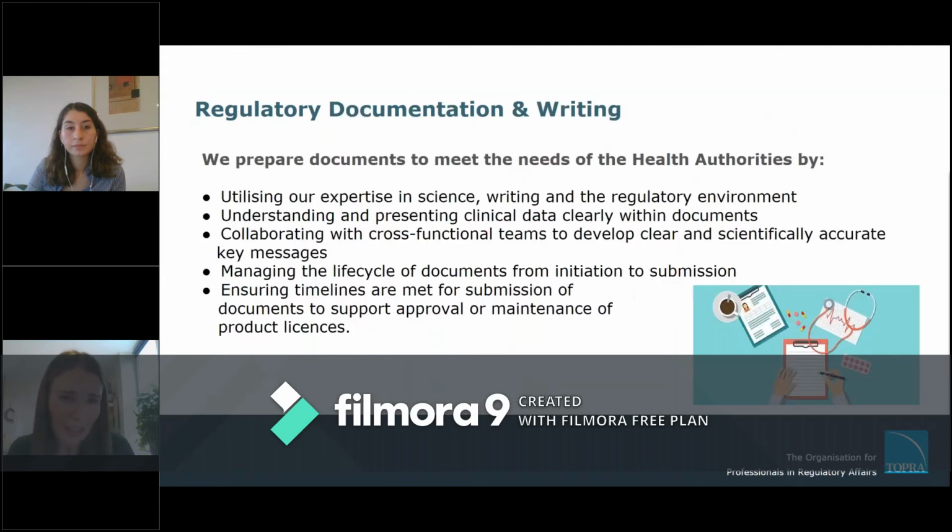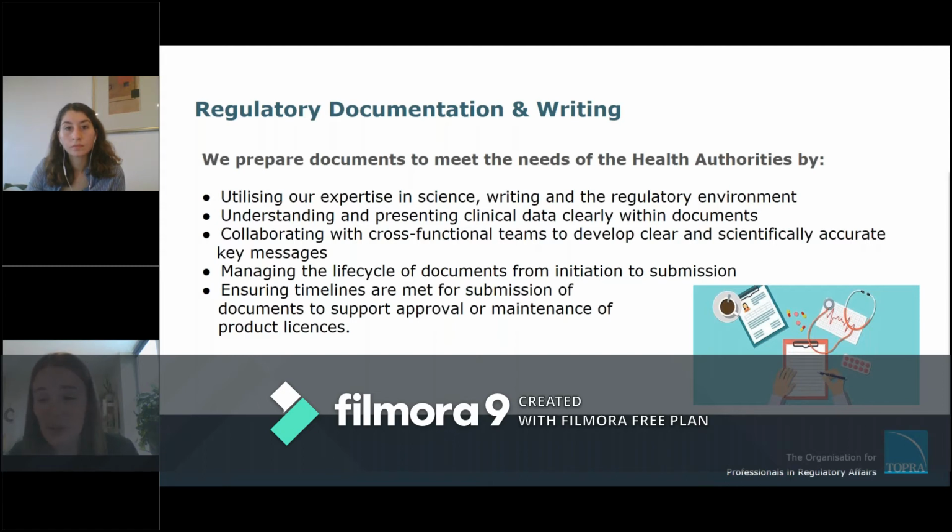Having a slightly closer look at regulatory documentation, I fear saying documentation that people might switch off, but I promise it is a bit more interesting than the name may seem. One thing I'd like to highlight is that in the function, we can be considered medical writers, but at Roche, because we have a key strategic role, we are considered regulatory documentation scientists.